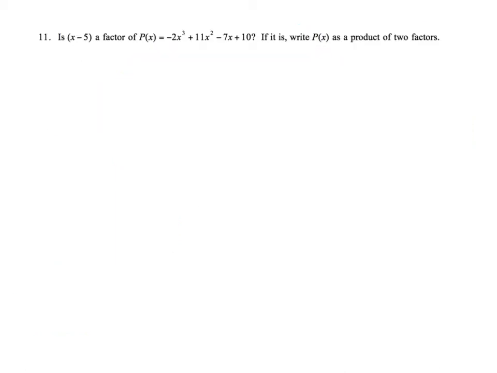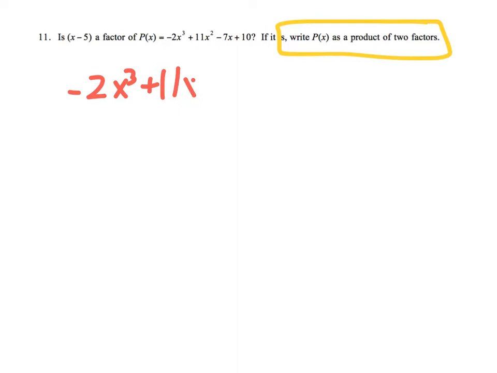My next one is: is x minus 5 a factor of p of x equals negative 2x cubed plus 11x squared minus 7x plus 10? If it is, write p of x as a product of two factors. When it tells me I have to write as a product of two factors, that means I actually need to divide it if it's divisible. So I'm going to actually divide this one. I'm really doing negative 2x cubed plus 11x squared minus 7x plus 10 divided by x minus 5.